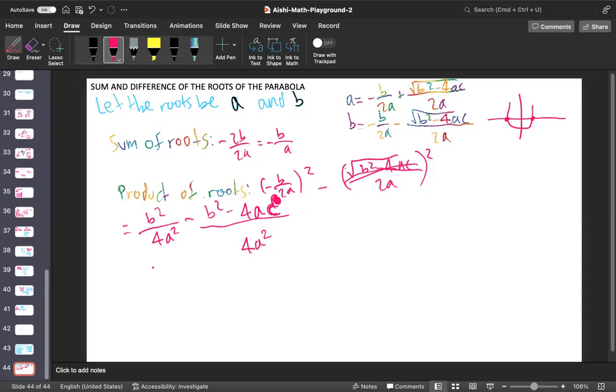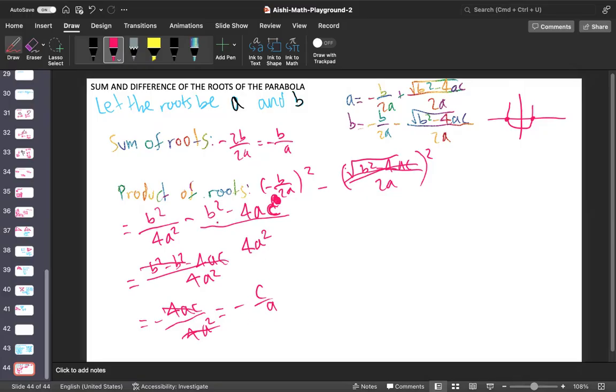So that would be b squared minus (b squared minus 4ac) divided by 4a squared. So the b squared minus b squared would be 0. So we would be left with negative, negative 4ac divided by 4a squared, cancel out, and we would be left with c by a. So that is the sum and product of roots.